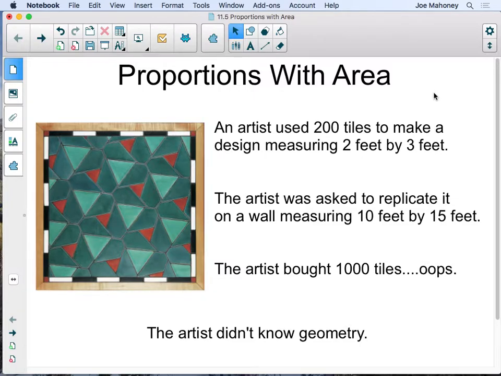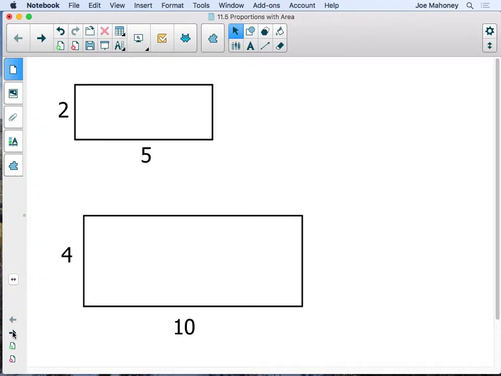So notice, the length is multiplied by 5. 2 times 5 is 10. 3 times 5 is 15. So the artist said, okay, I used 200 tiles. 200 times 5 is 1,000. Oops, I ran out of tiles. That artist didn't know geometry. Let's see if we can help that artist a little bit. Let's think about some of these things.